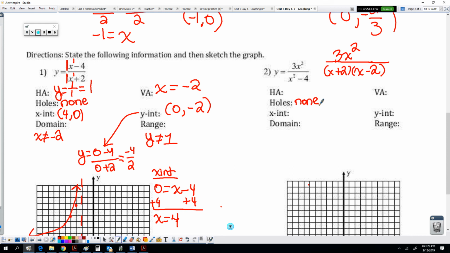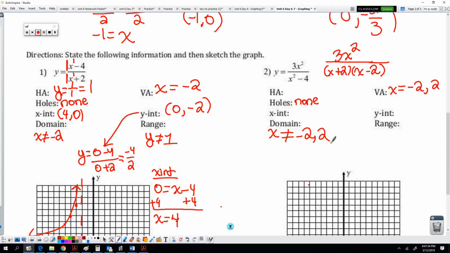Now, what we're going to do is find out what my vertical asymptote is, or are. We actually are going to have two of them. We're going to have one at -2 and one at +2. Since we know my VA, we also know my domain. X cannot equal -2 and +2. Those are the two things that it cannot equal.